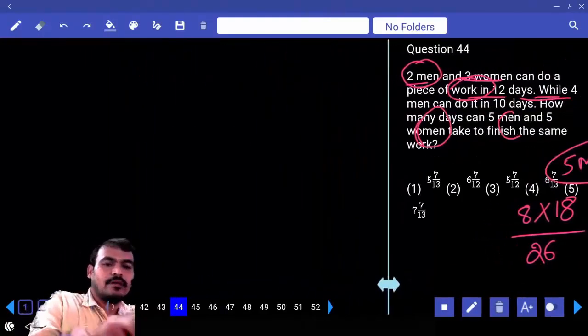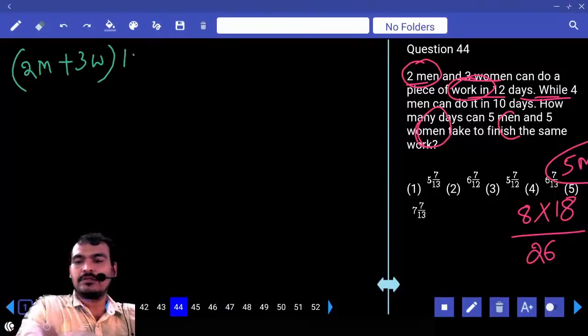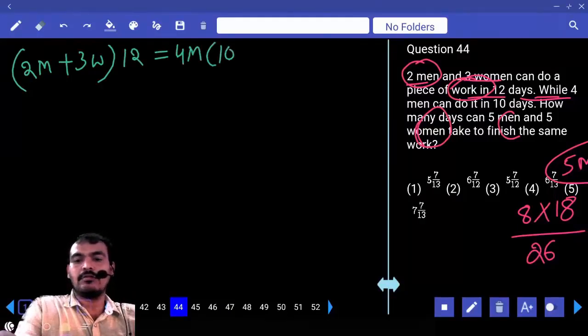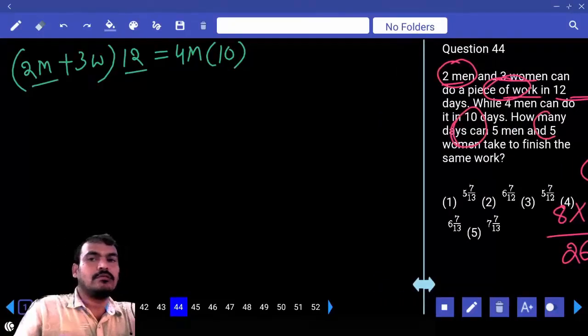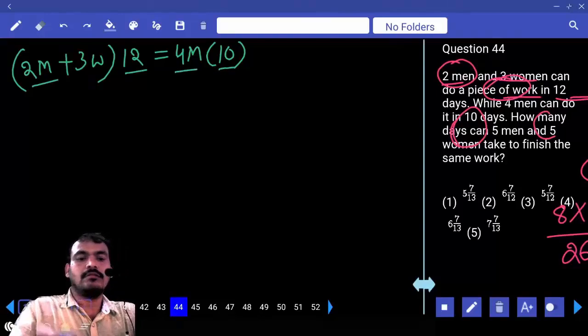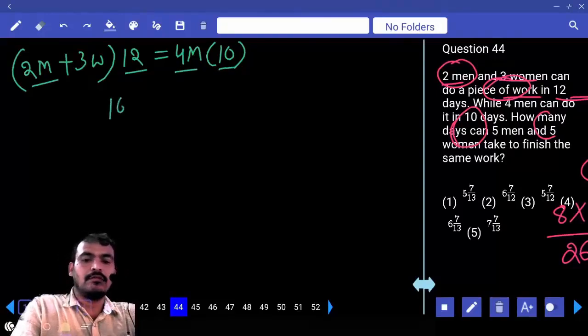Just wait. Let me try another method. 2 men and 3 women in 12 days. Next, 4 men in 10 days. 12 2s are 24. 4 into 10 is 40. Difference between 24 and 40 is 16.